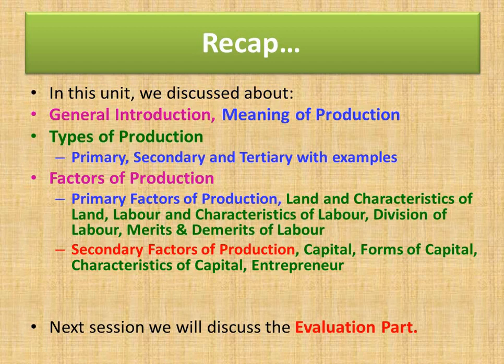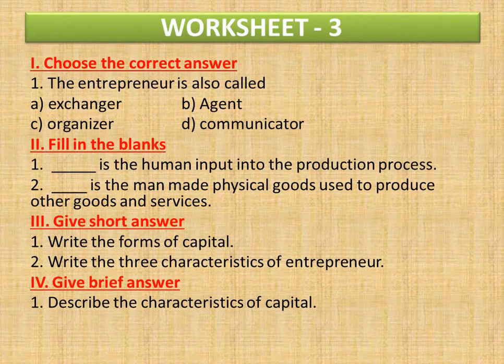In the next session, we will discuss the evaluation part. Before we wind up, let us see the worksheet. Worksheet for this session. Roman number 1, choose the correct answer. First question. The entrepreneur is also called dash. Exchanger, agent, organizer, communicator. Roman number 2, fill in the blanks. Dash is a human input into the production process. Second question. Dash is a man-made physical goods used to produce other goods and services.